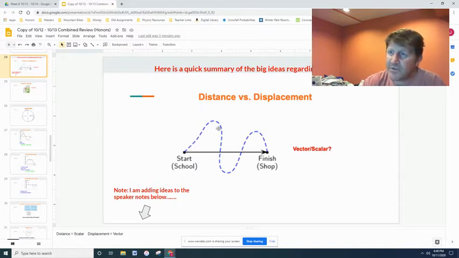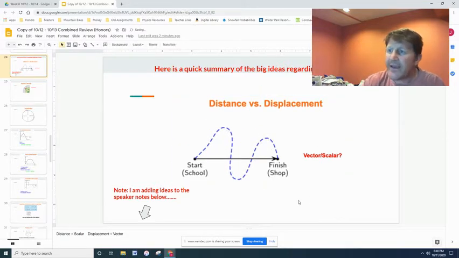So in this case, this blue dotted line represents distance, which is a scalar, and this black line represents displacement, which is a vector. And so again, a scalar is just going to be magnitude. And in this case, the magnitude is going to be all of this distance added up. And our vector is going to be displacement, which is just the straight line distance between these 2 points. So again, distance is a scalar, it's just magnitude, and displacement is a vector, it is direction and magnitude.